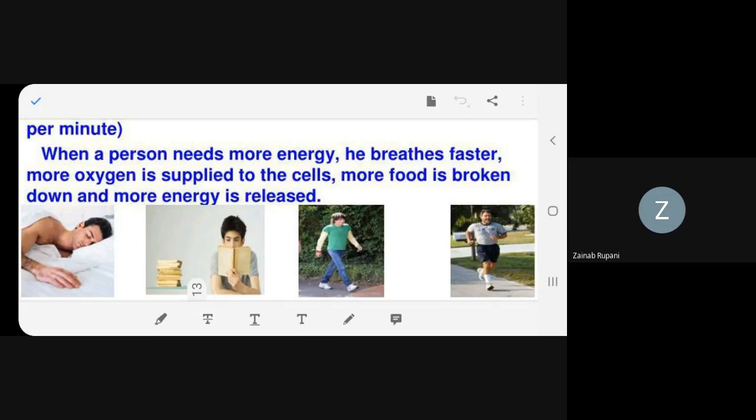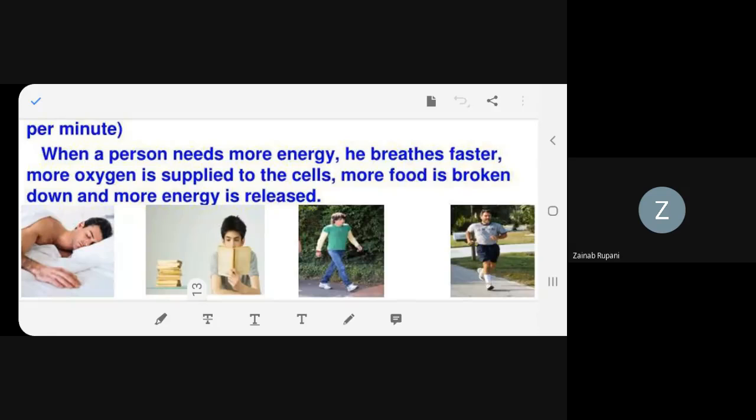Good. So when do I need more energy? We need more energy for running, for doing some physical work. We need more energy to study also. So my breathing becomes faster. If I'm going upstairs, not taking the lift but taking the stairs, I start breathing faster, isn't it?